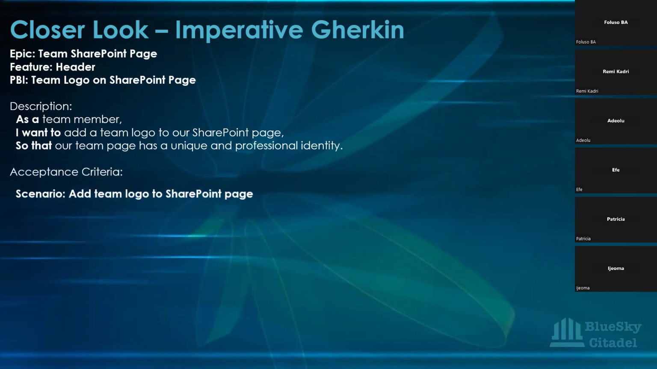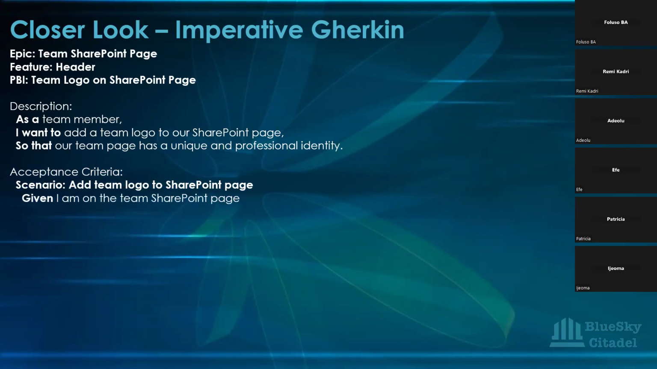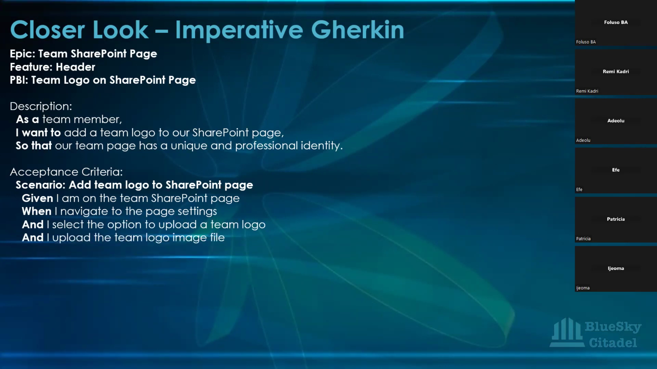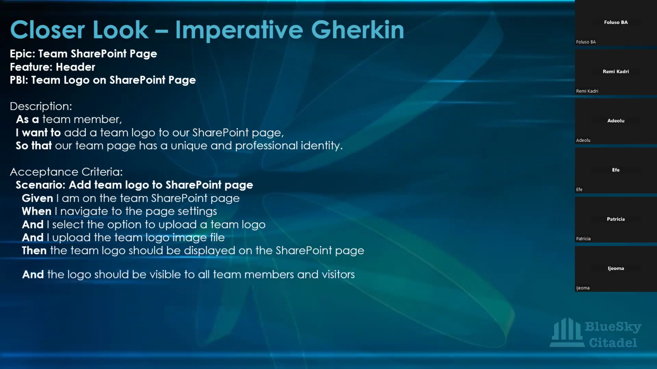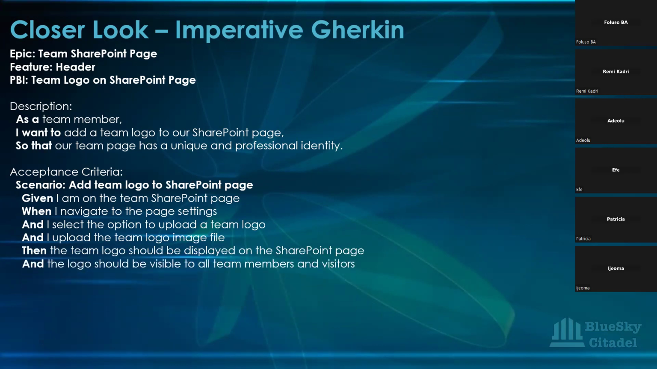What's my acceptance criteria? This is my scenario. Given I am on the team SharePoint page, when I navigate to the page settings and I select the option to upload the team logo and I upload the team logo image, then the team logo should be displayed on the SharePoint website, and the logo should be visible to all team members and visitors. Remember, this is a user story.